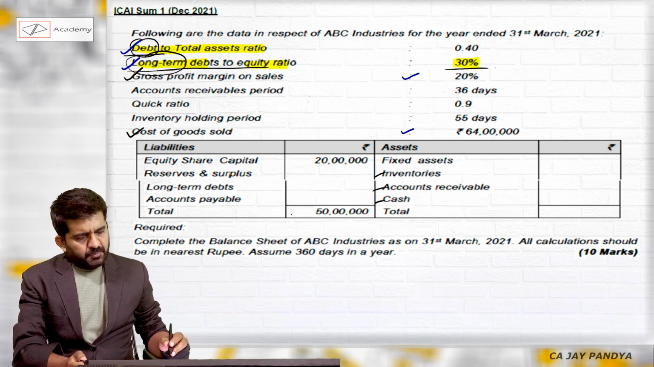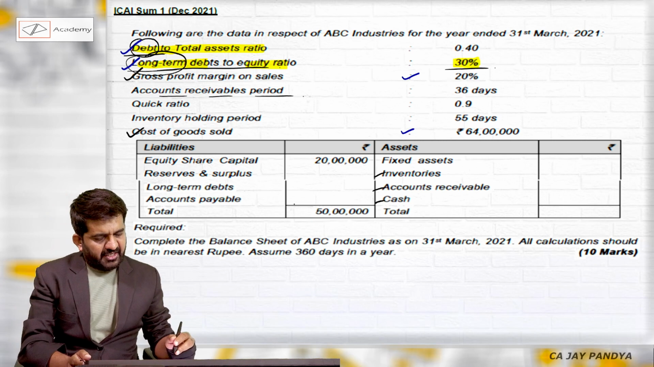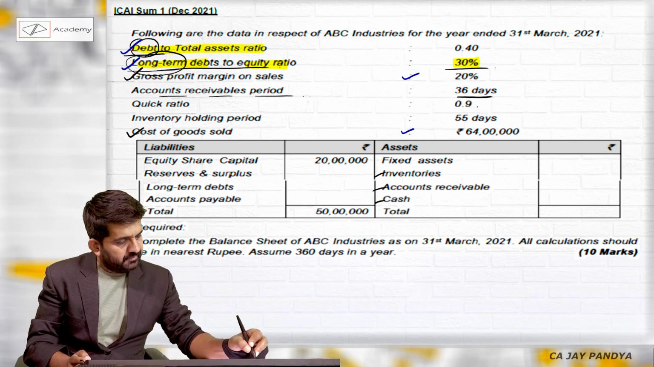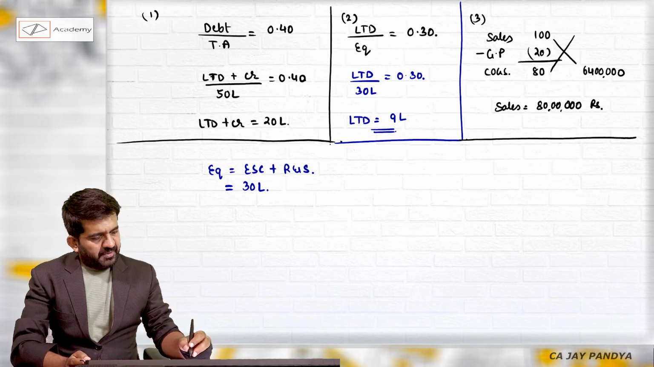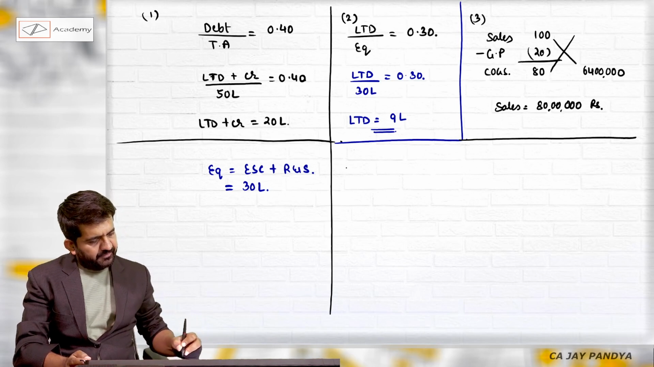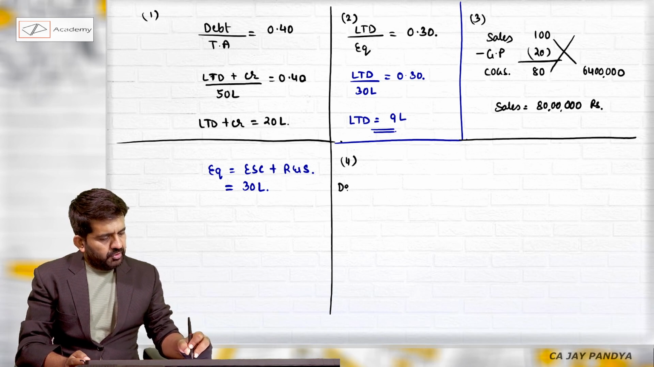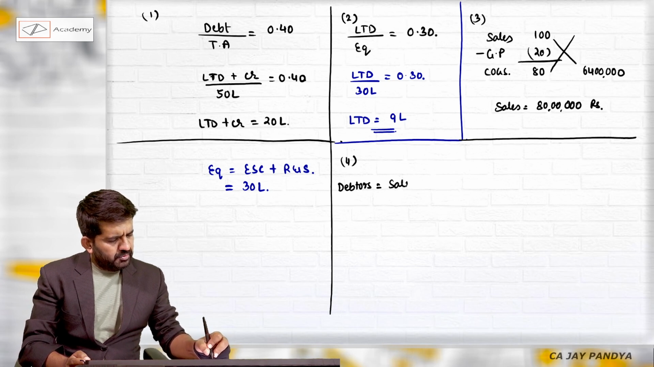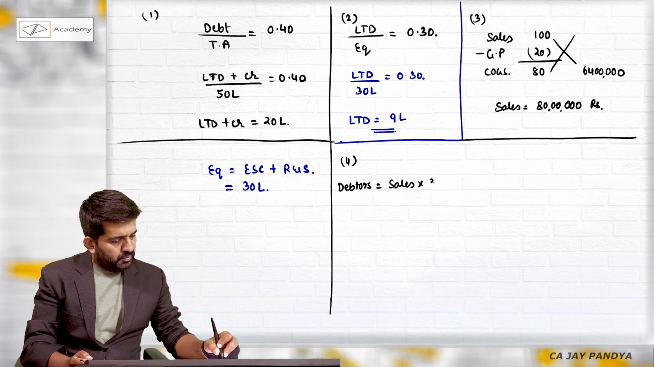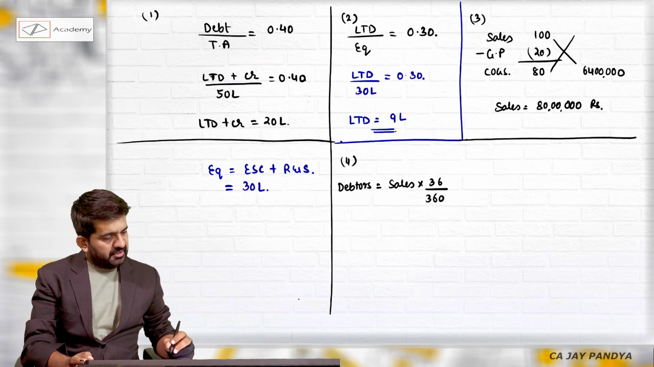Alright, let us first go to accounts receivable period. We'll be getting data from this: 36 days. We are assuming sales as fully credit. So debtors will be equal to sales into 36 divided by 360. Instead of 36, in total we need to take 360.